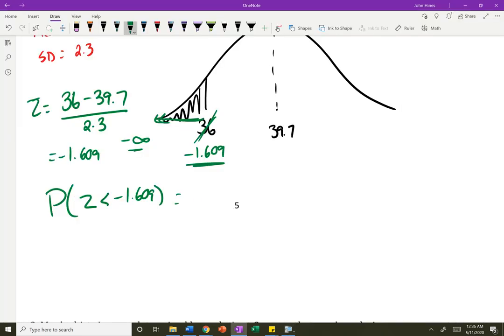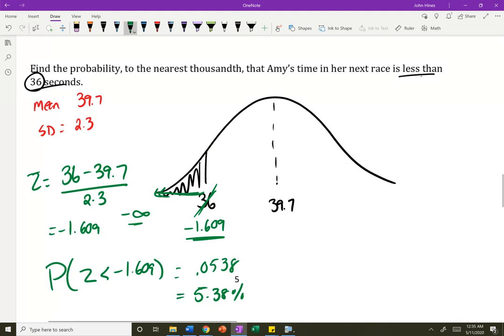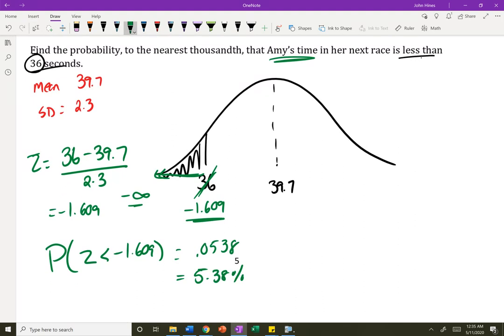0.0538, which also happens to be 5.38%. So there's a 5.38% chance that Amy's time in her next race is less than 36 seconds. So 39.7 is her average. There's a 5.38% chance we're smaller than 36. So again, draw a picture, find a z-score or two, and then use normal CDF.